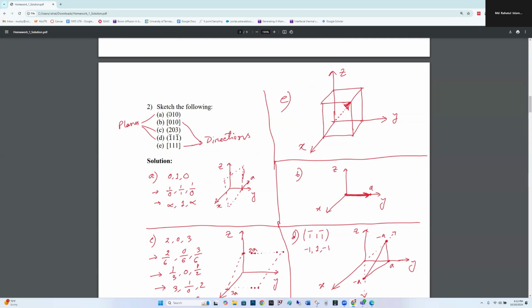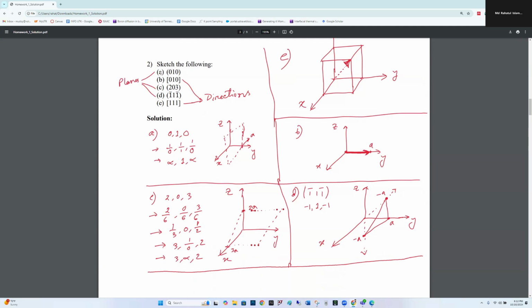As you can see, there are first brackets and third brackets, so both directions and planes are here. You have to draw or sketch the planes and directions. So let's start with A. As you can see, it is 0, 1, 0. You need to invert it to get the intercepts.